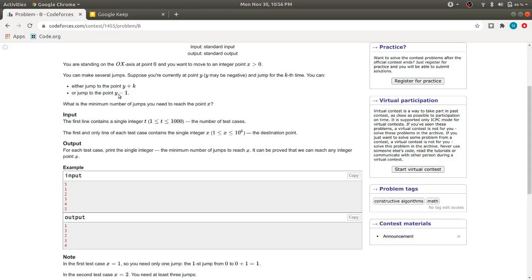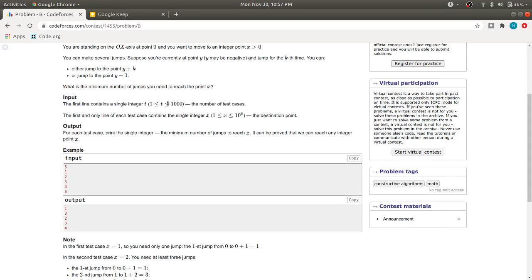So I can jump forward as well as backward, but for jumping forward, if I am performing the kth jump and I am at y, then I will jump to the point y plus k. The distance covered in that jump will be k. So my new position on the x-axis would be y plus k, and if I am jumping backward, then I'll just take a step backward. So what is the minimum number of jumps we need to make so that we can reach point number x?